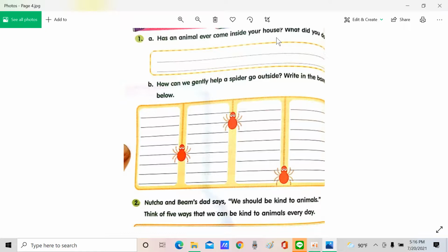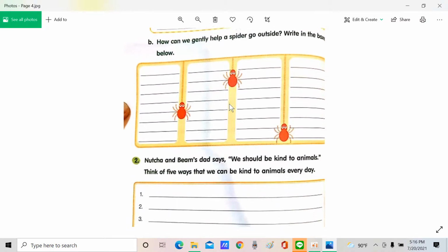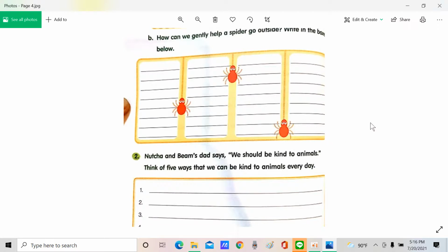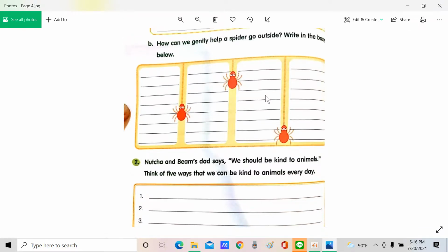Okay. And letter B, you imagine that these 3 spiders are real. You imagine that these spiders came inside your house. What do you think are the ways that you can gently help the spider go outside? Do not kill the spider, but you have to help the spider go outside. How? So you have to think and write ways on how to help the spider go outside from your house.